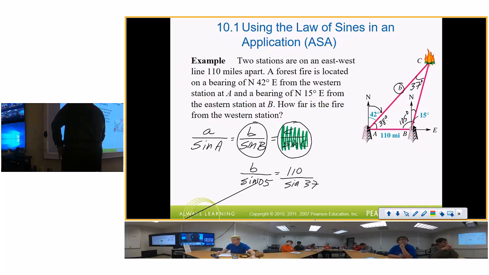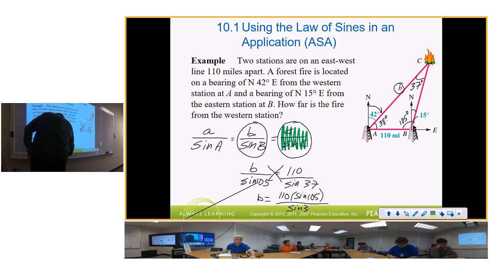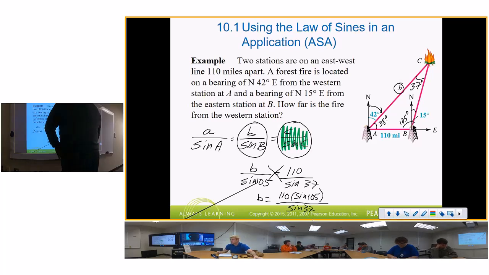Cross multiply, solve for x. So that's going to be B equals 110 times the sine of 105 divided by the sine of 37. And somebody crank that out.